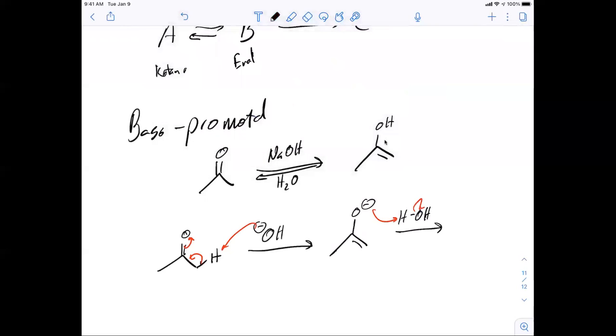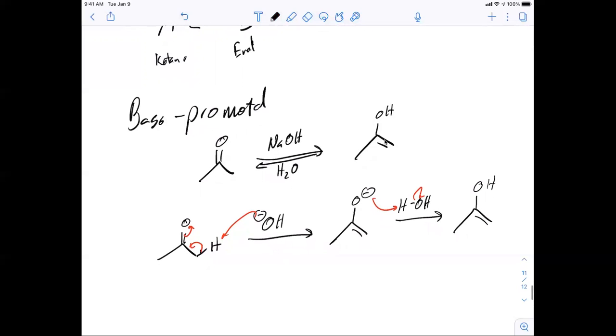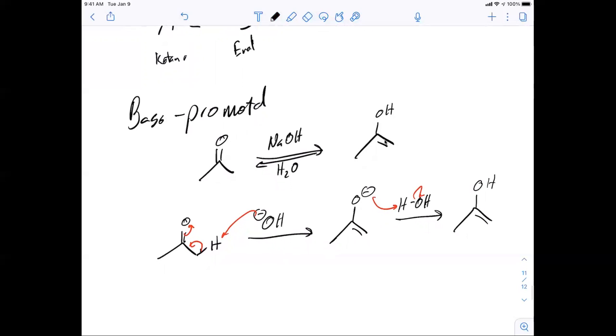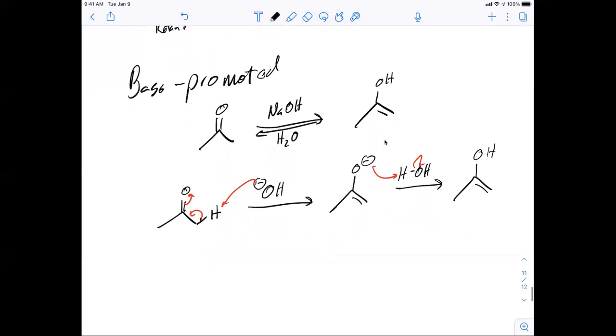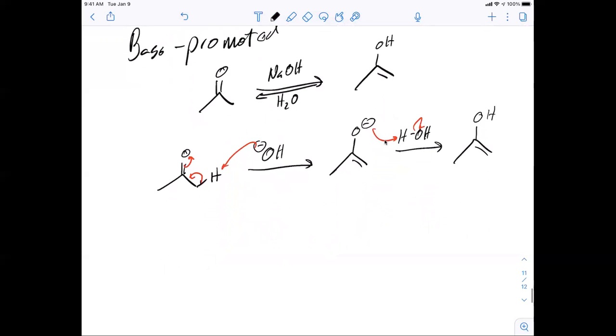We get the oxygen attack. So base pulls the proton, right? We go through this intermediate species, we pick up a proton, and we go to the enol. Questions about those?